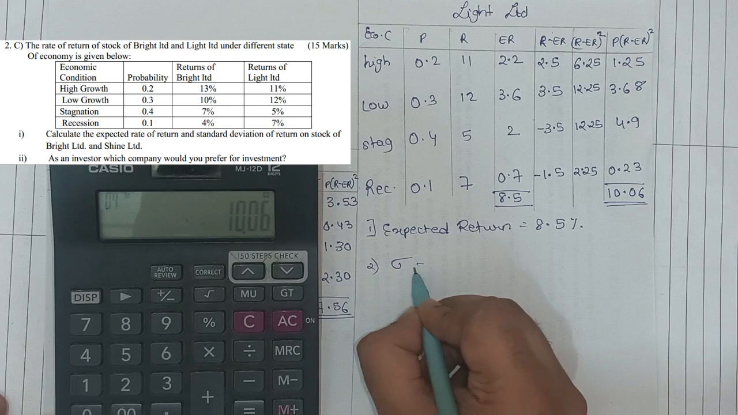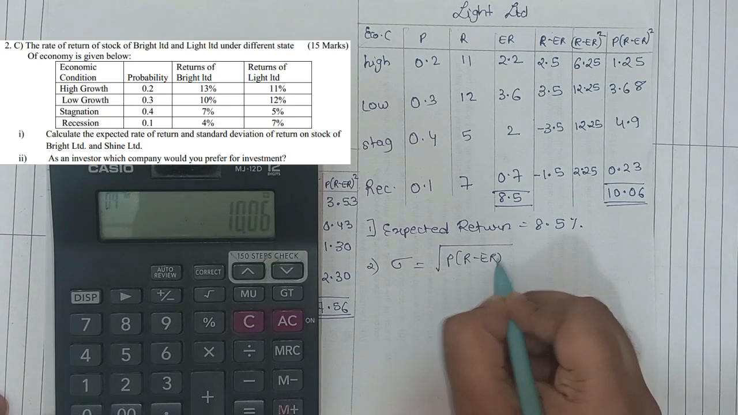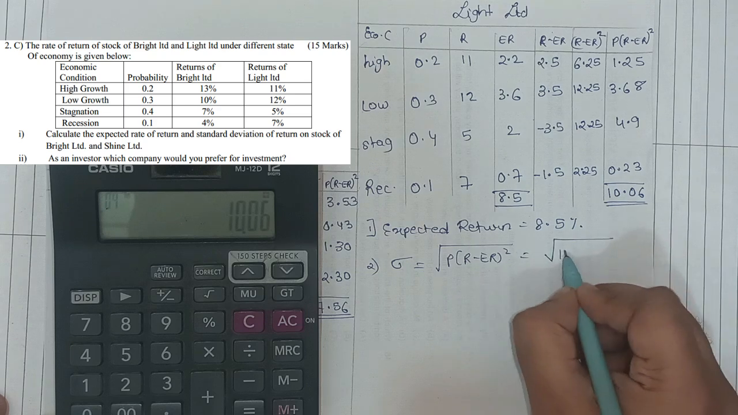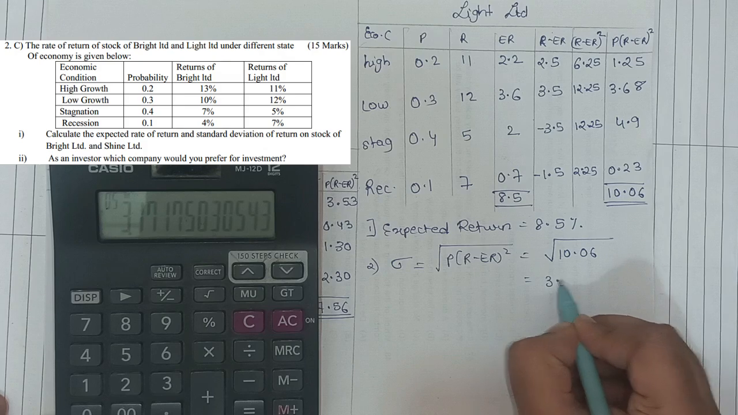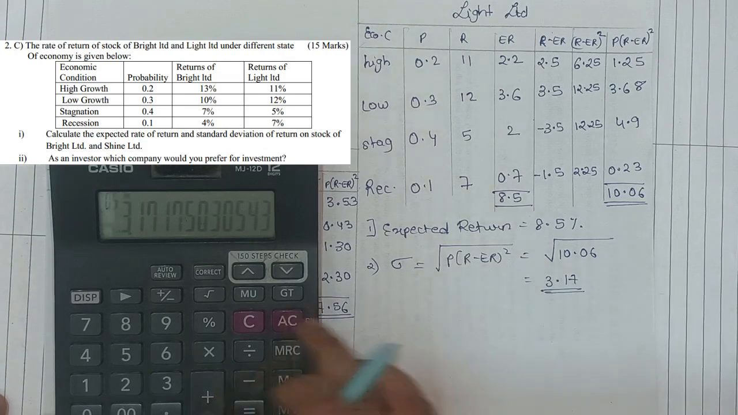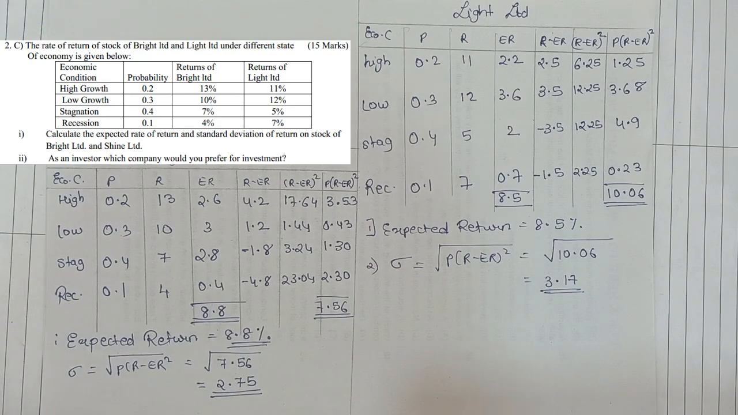Second, we need to find the standard deviation, so it is the root of P into R minus expected return the whole square, which is the root of 10.06. The square root of that comes to 3.17. So that's the answer. We have found the expected return and standard deviation for both the companies.